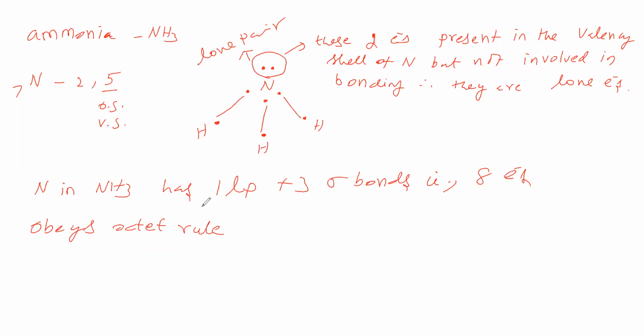So what is the shape of this ammonia? Ammonia shape is a pyramid. What is the bond angle possible here? 107 degree is the possible bond angle. That means between these two bonds, the angle is 107. Between these two bonds also 107. 107 degree is the bond angle for ammonia.